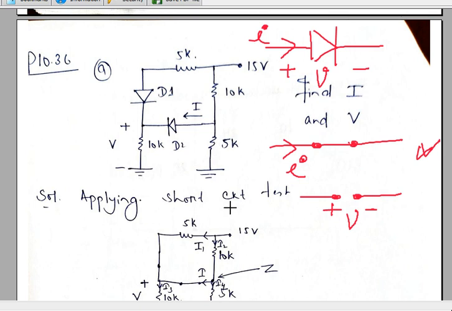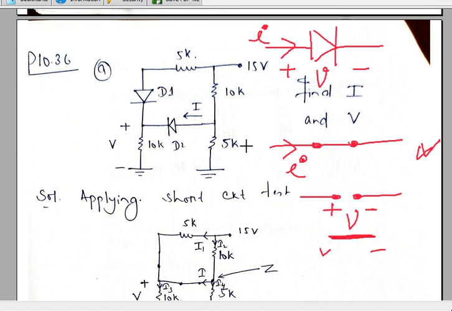Now in the open circuit test you assume the diode is off and replace it by an open circuit like this one. Here you have to find the diode voltage, with this terminal positive and this negative, and this voltage must come out to be negative. Then only your assumption is true.